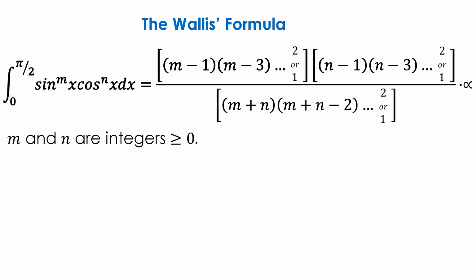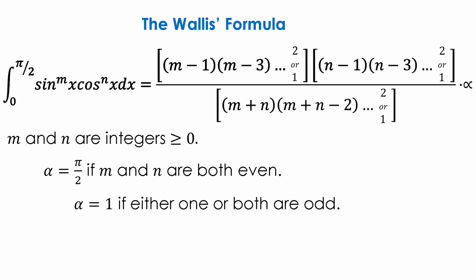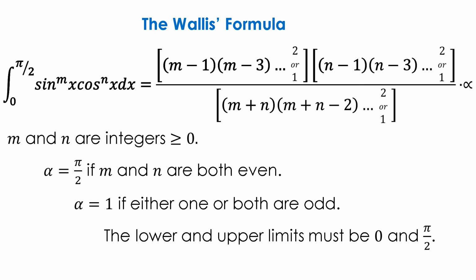Take note that for the Wallis formula, the m and the n are integers that must be greater or equal to 0. Alpha is equal to pi over 2 if m and n are both even. Alpha is 1 if either 1 or both are odd. And the Wallis formula is only used when the lower and the upper limits are 0 and pi over 2.